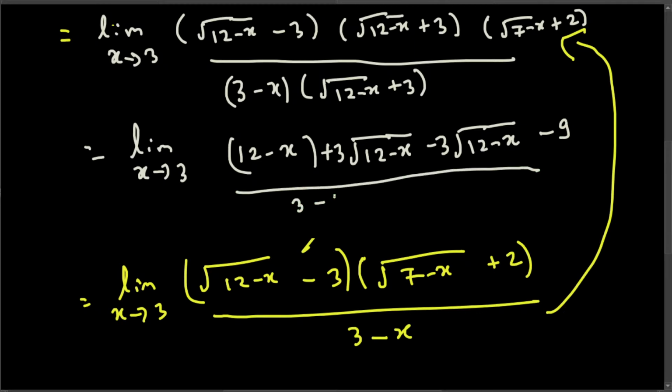divided by 3 minus x times square root of 12 minus x plus 3. Now we can simplify this one furthermore. You can obviously see that plus 3 square root of 12 minus x and minus 3 square root of 12 minus x, we can cancel these two. Yeah, now we can go ahead and simplify this one. I'm going to remove this thing in the bottom.